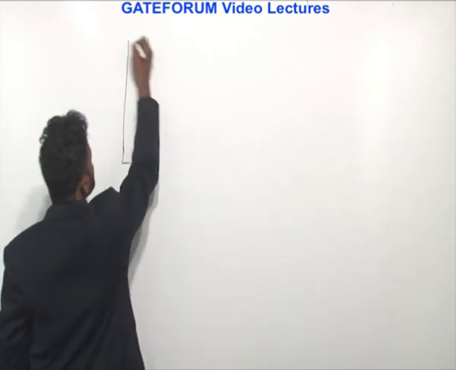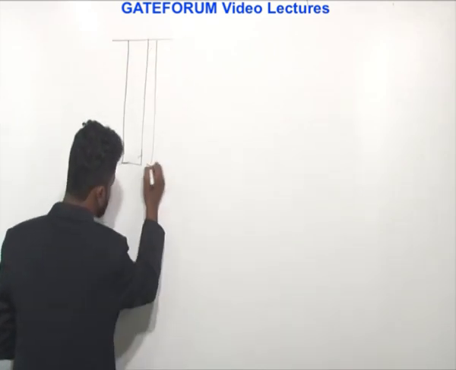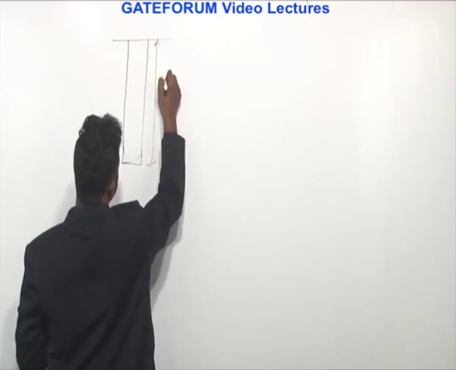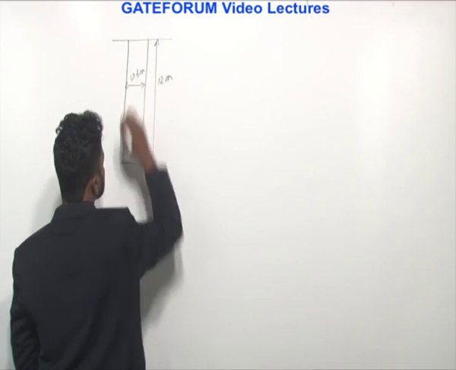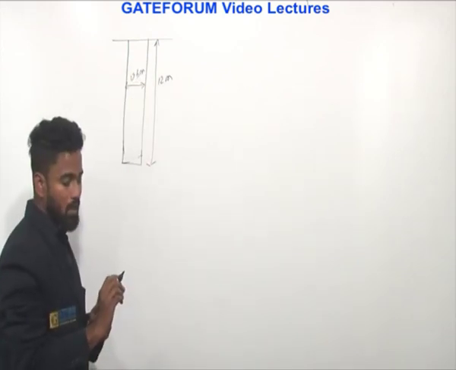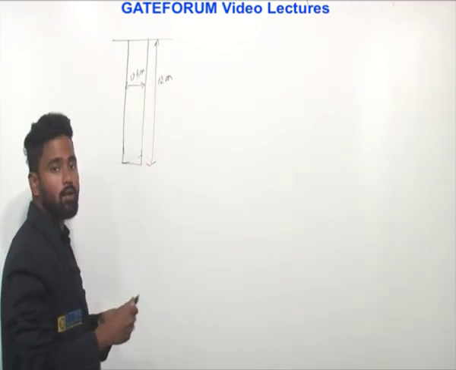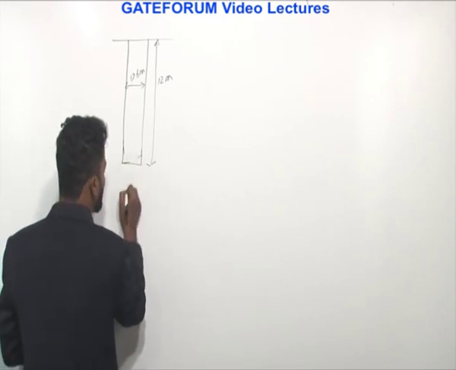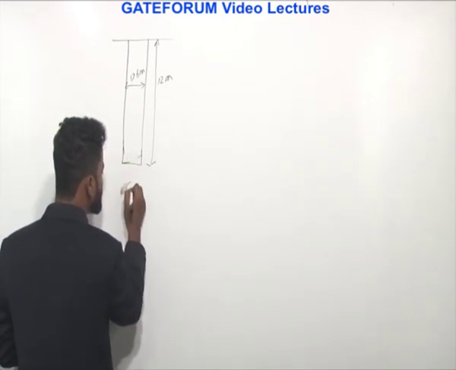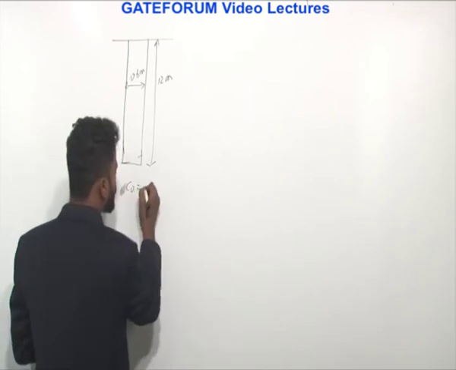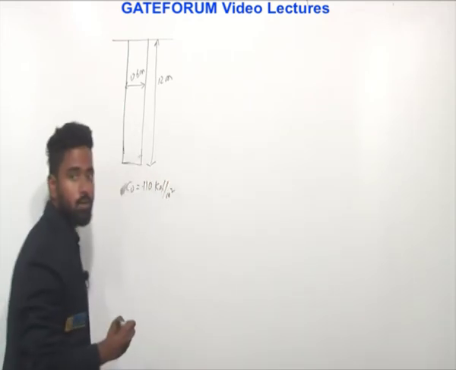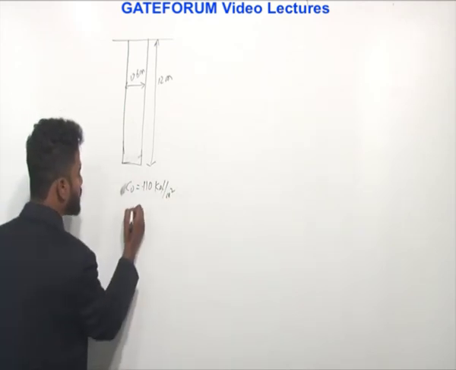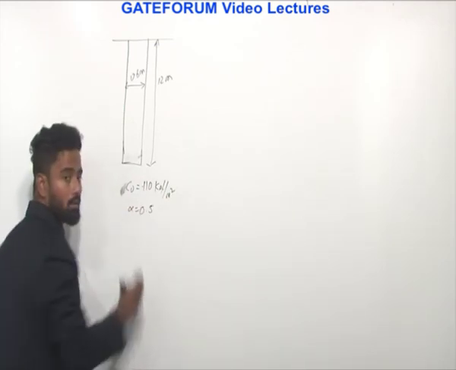of length 12 meters, right? So this is 12 meters. This is 0.6 meters. That is 12 meters. This is 0.6 meters dia is embedded in a stiff clay which has undrained cohesion. So Cu is given as 110 kilonewton per meter square. The adhesion factor alpha is also given to you as 0.5.